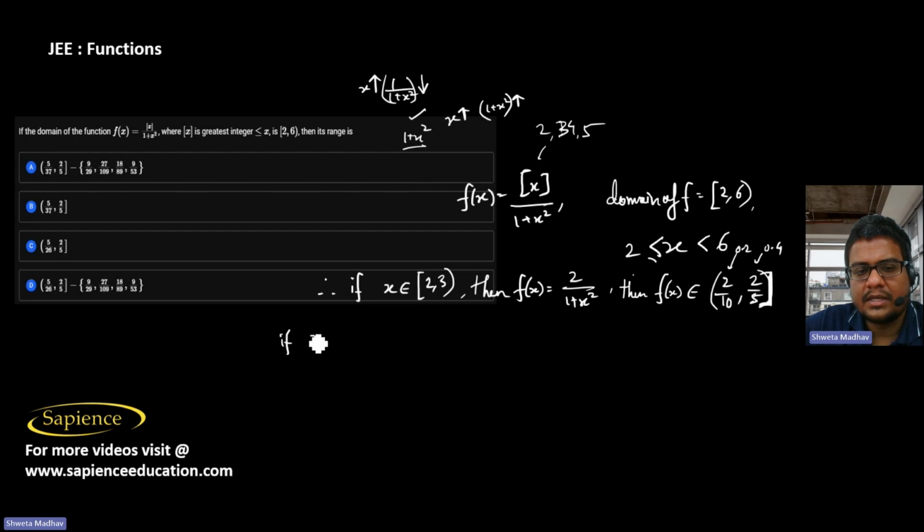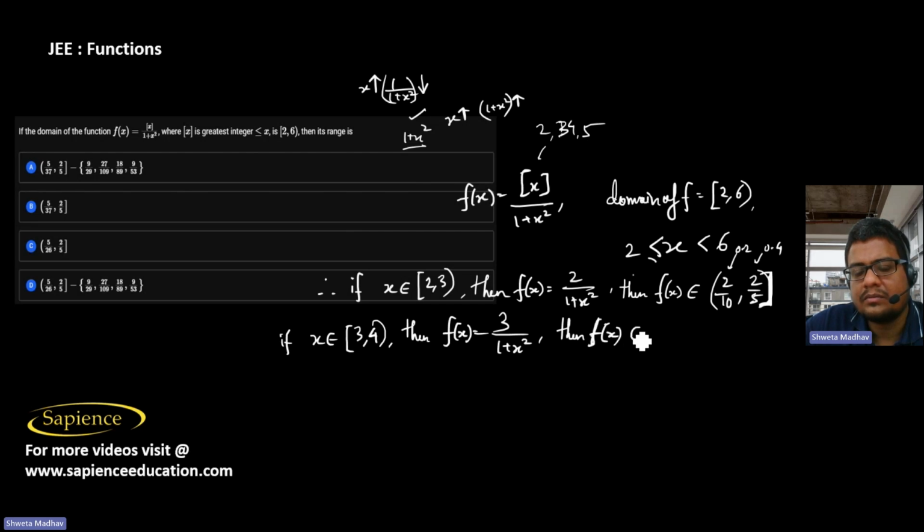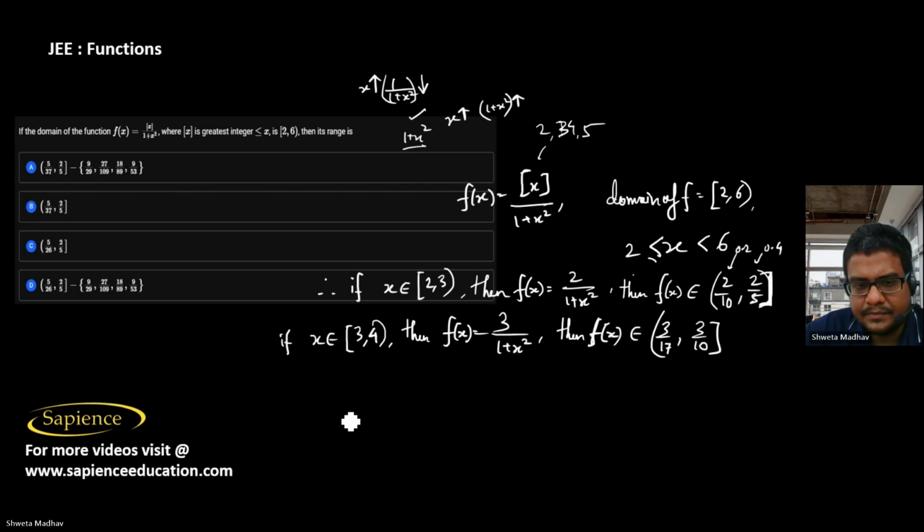And similarly, if x belongs to 3 to 4, then the function f of x will be equal to 3 by 1 plus x square. Similarly, the function f of x will belong to 3 by 1 plus 4 square, 4 square is 16, 16 plus 1, that is 17. So 3 by 17 to 3 by 9 plus 1, 10, till 3 by 10.